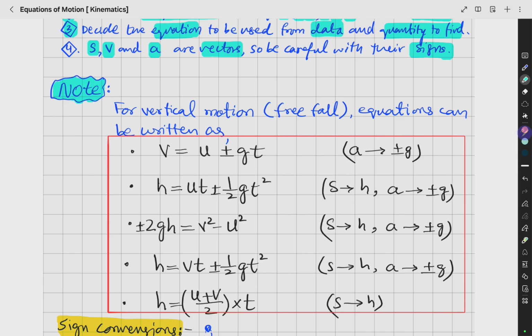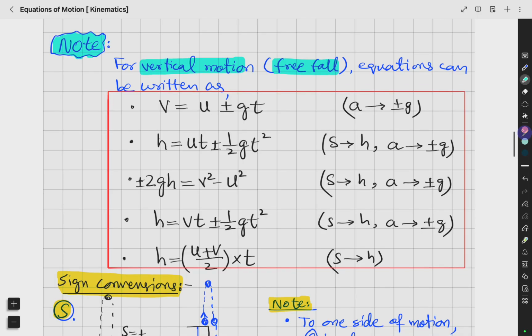Before we go to that, we have to look at vertical motion, which is free fall motion, and how we can modify the equations. The first equation is modified: v is u plus at, but a is replaced with plus minus g, because in vertical motion the acceleration is gravitational acceleration. So instead of writing a, you will write plus minus g. Now why plus minus g? Because when you throw something upward, its acceleration is negative. But if you drop something downwards, its acceleration is positive. That's why I assigned positive and negative signs there.